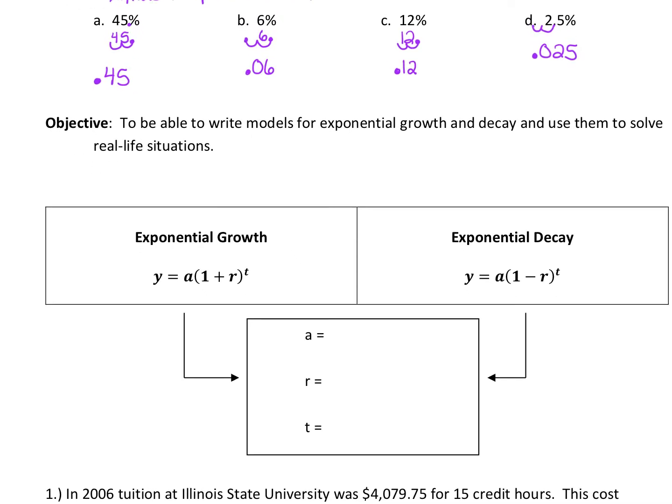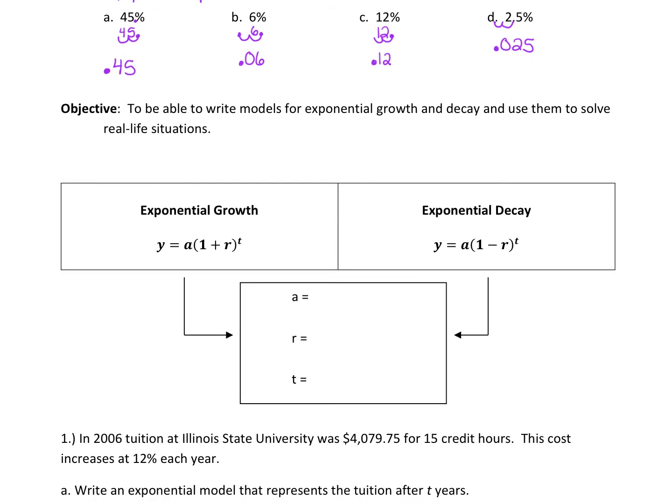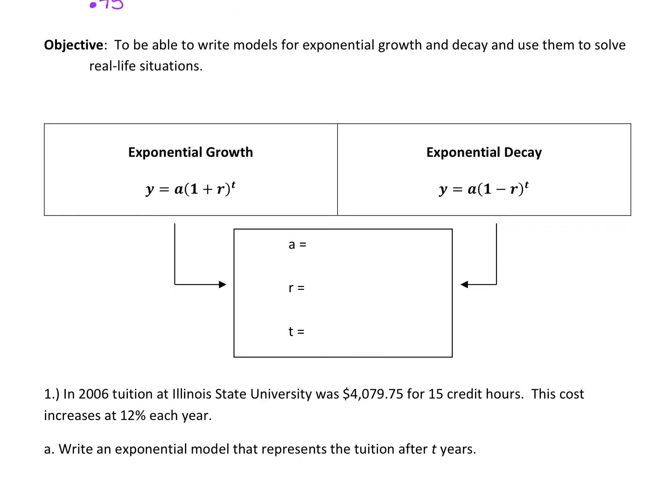So our objective for today is to be able to write a model for exponential growth and decay and use them to solve real-life situations. So we have 2 equations that are going to look really similar. Our exponential growth, which is y equals a times 1 plus r to the t, and exponential decay, which is y equals a times 1 minus r to the t. Notice that our growth formula has a plus sign versus our decay formula has a minus sign. Otherwise, all the variables are in the same spot.